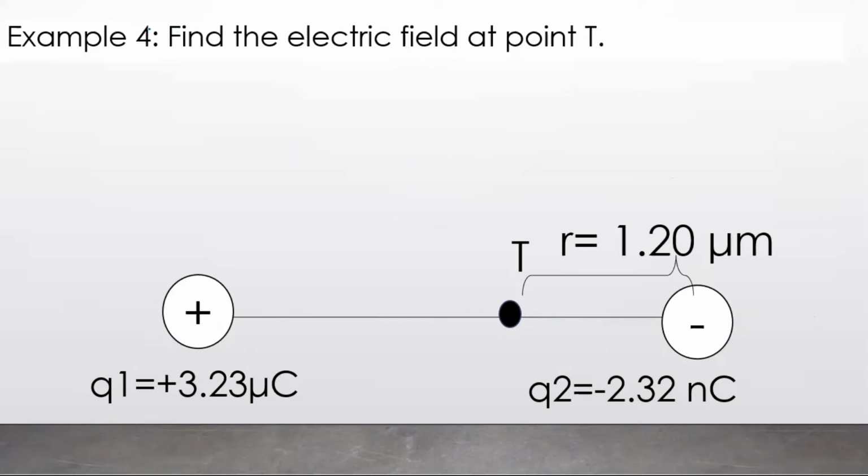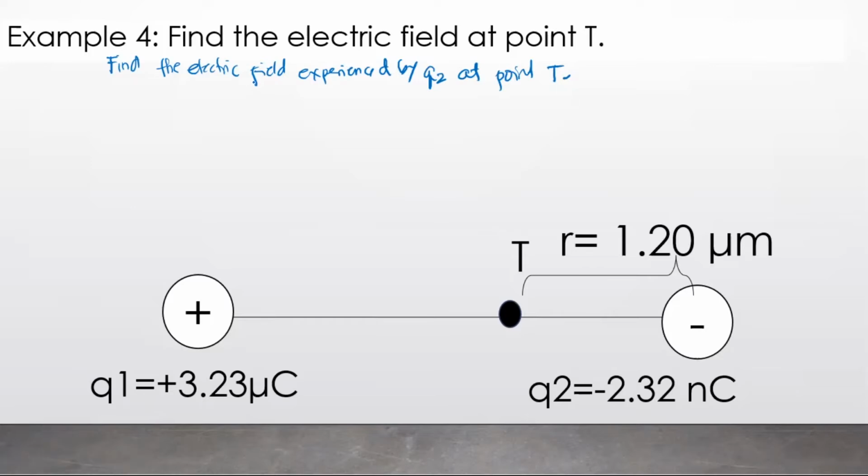Still, we will change the problem because it is too vague. So, find the electric field experienced by Q2 at point T. Okay, so going back, we are going to find the electric field experienced by Q2 at point T.